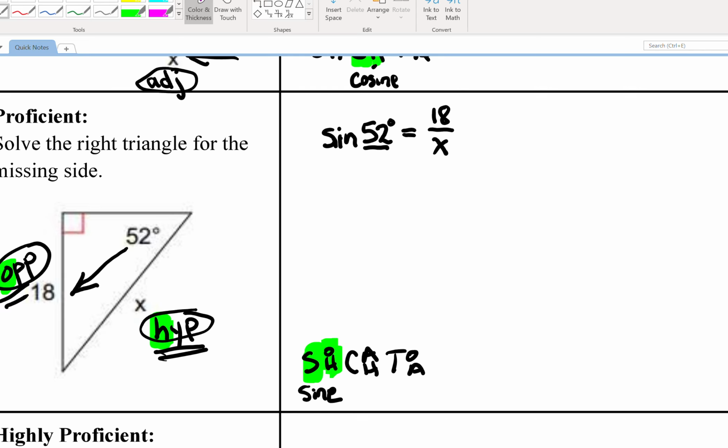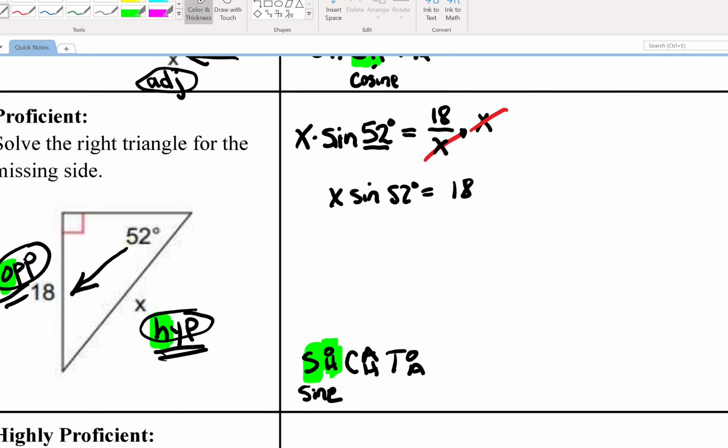And we want to get the X alone. But you've got to note that the X here is in the denominator, and we do not want it in the denominator. So right now, 18 is being divided by X. I'm going to start this off by multiplying both sides by X. And that will cancel the X on the left-hand side. And so now we're left with X times the sine of 52 degrees is equal to 18.